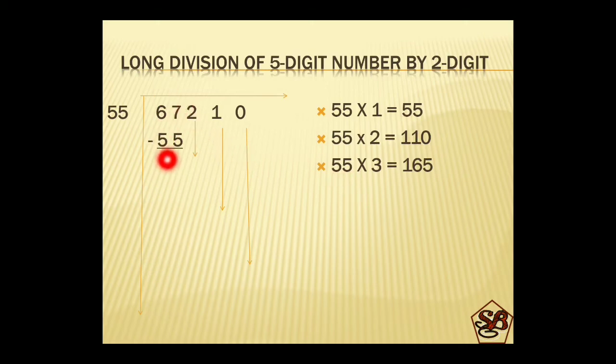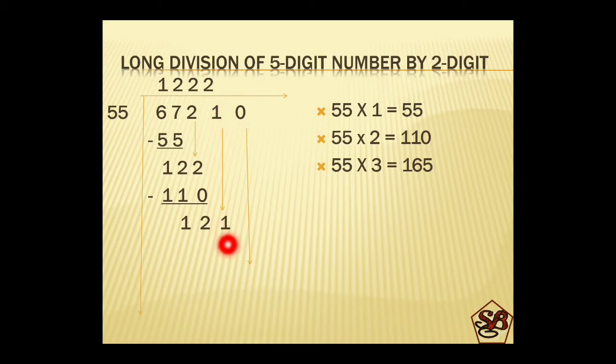55 ones are 55. Subtracting these two numbers, we get the answer as 12. And we bring down 2 from here. Now we have the number 122 to be divided. Again going towards the table, 55 ones are 55, 55 twos are 110, 55 threes are 165. 165 is bigger than 122, so we cannot write this here. We choose this. So 55 twos are 110. Subtract these numbers, and we get the answer as 12.